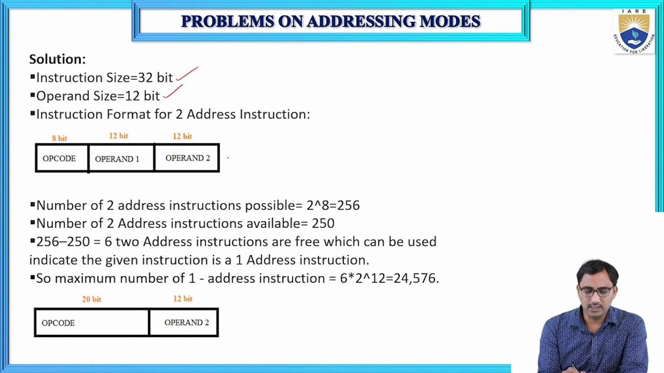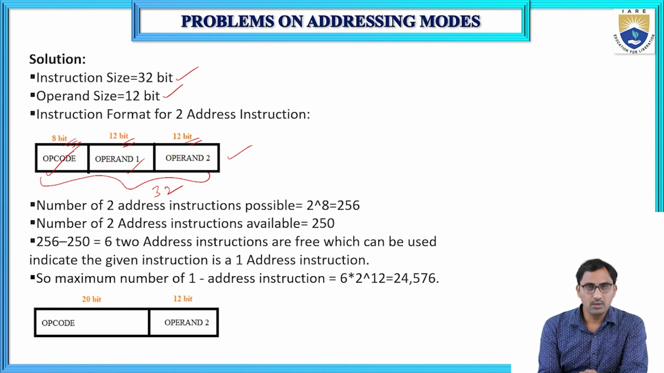You can see the instruction format. An instruction consists of two or more fields. The first field is the opcode and the second field is the operand. As mentioned in the problem, the instruction size is 32, so this total size is 32. The operand size is 12 bits, and the second operand size is also 12 bits. So the remaining opcode is 8 bits in length.